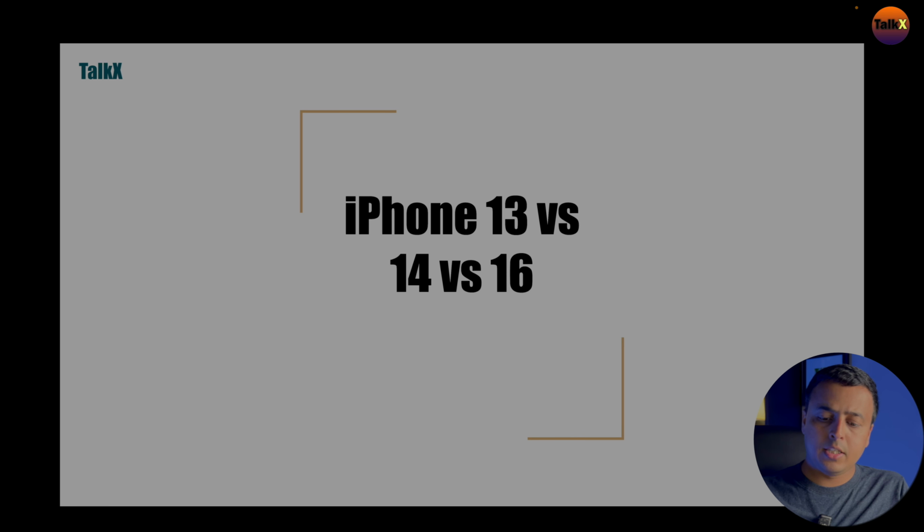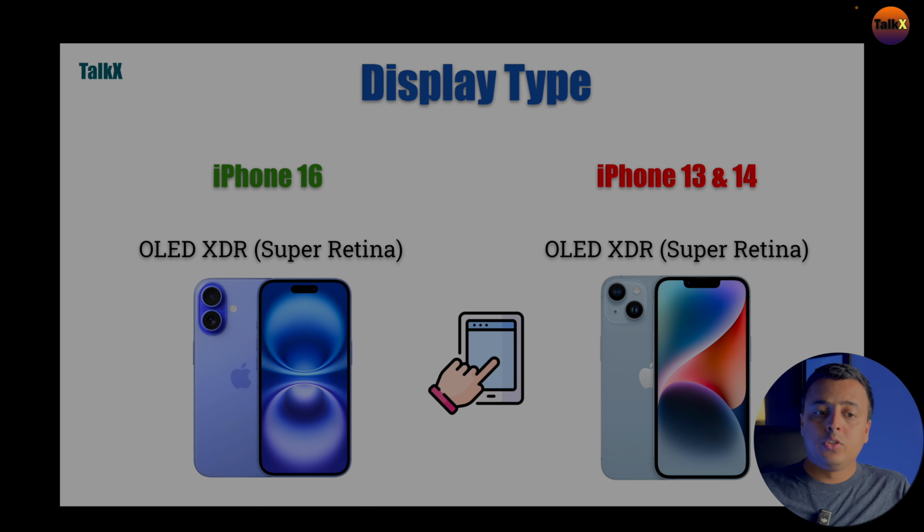So today we are going to look at key differences between iPhone 13, 14 and iPhone 16. Let's get started. So first we're going to look at the display type. Both iPhone 16, iPhone 13 and iPhone 14 all carry the same display. Apple calls them Super Retina display, but it's basically an OLED display. There is no difference between all these three phones.